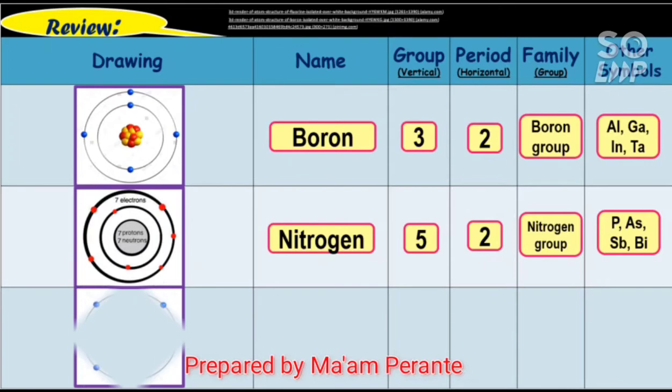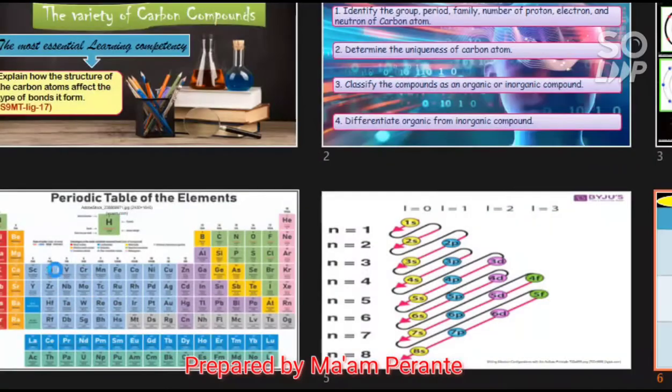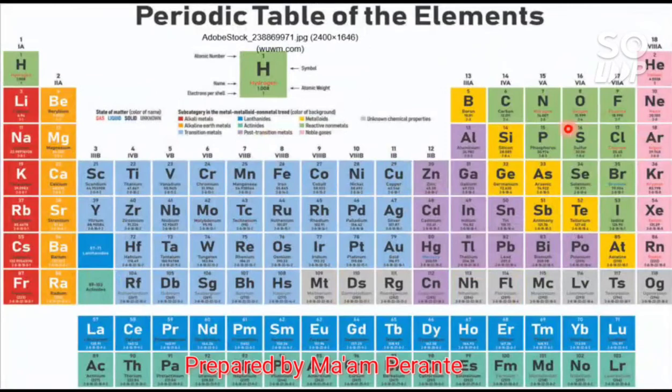And the last diagram will also tell us what element this is. 1, 2, 3, 4, 5, 6, 7, 8, 9. So there are 9 electrons. What is that? The atomic number is also 9. So checking the periodic table, the ninth element in the periodic table is fluorine.